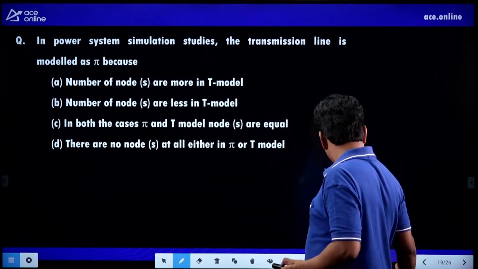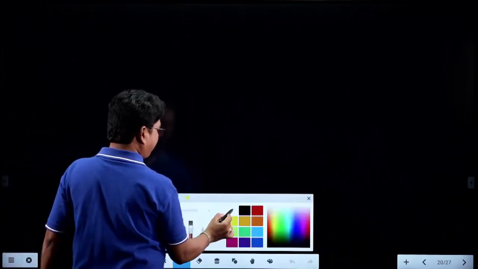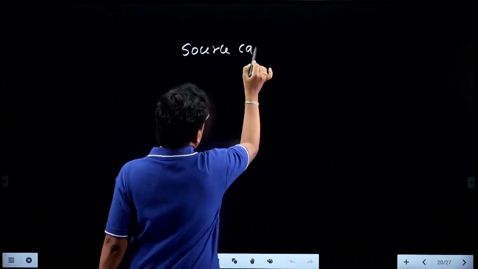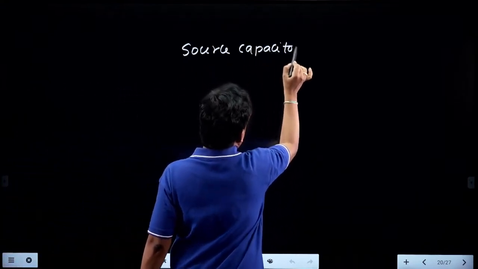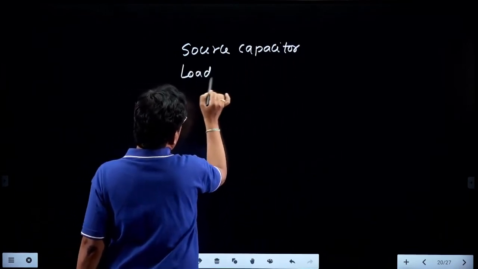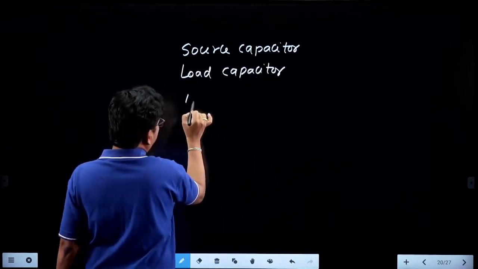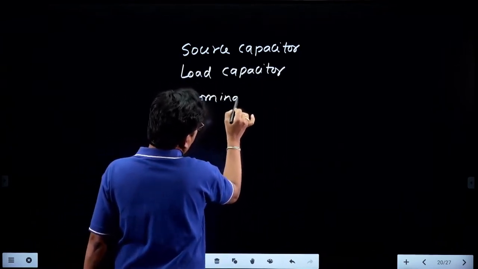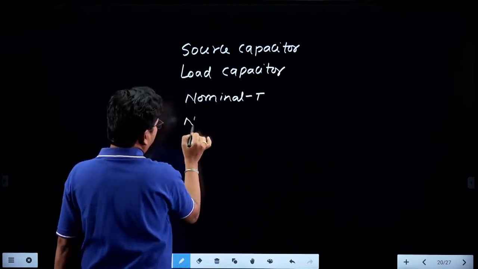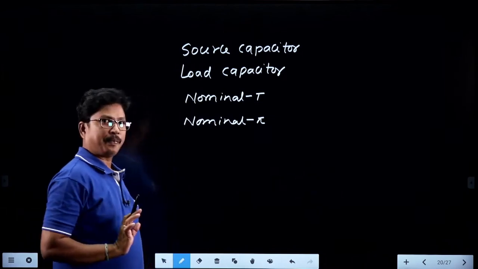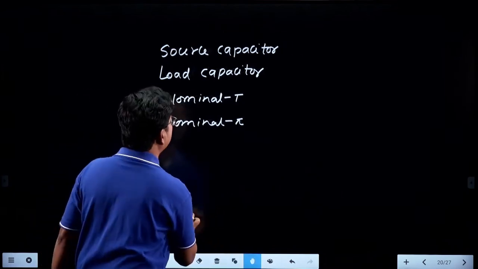Actually, finally, I can give two things. We have the source capacitor model, the load capacitor model, the nominal T model or middle capacitor model, and the nominal pi model. So just try to remember these points, students. They are very, very important.